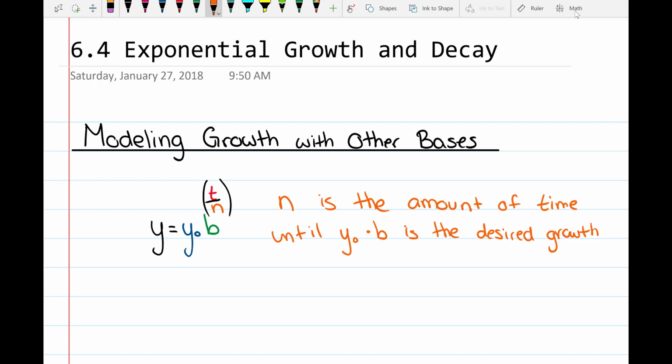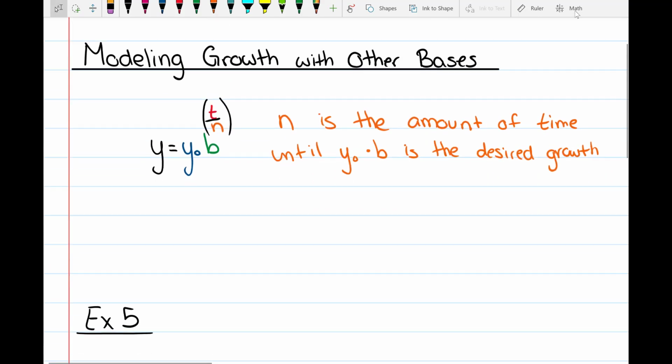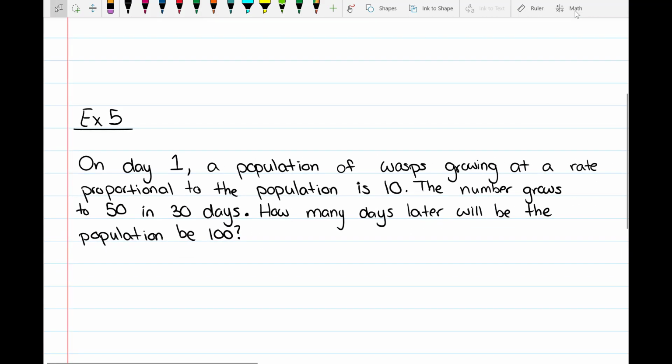In this next example, I'm going to show you how to identify when you know you need to use a different base rather than our e to the kt formulas. So example 5. On day 1, a population of wasps growing at a rate proportional to the population is 10. So on day 1, population is 10. This is a good thing to note. I would underline that. Note, this is our initial value of y naught. The number grows to 50 in 30 days. So it reaches 50 wasps in 30 days.